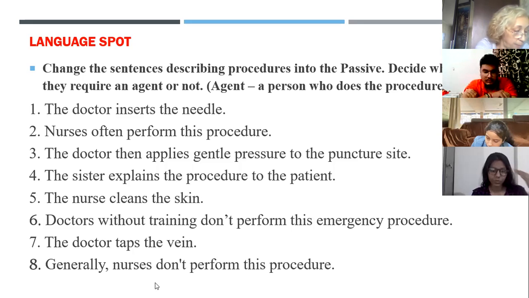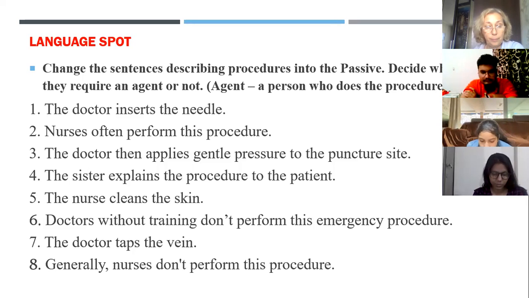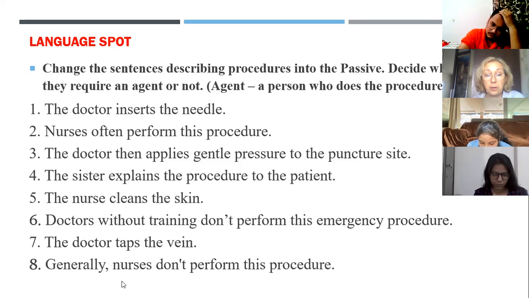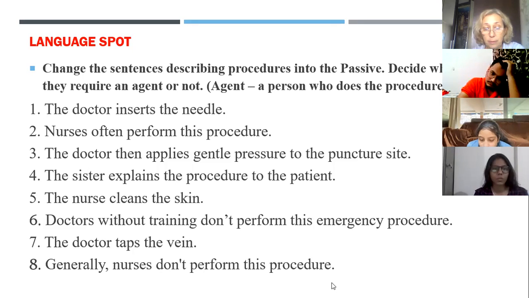Yes, ma'am. Generally nurses don't perform this procedure. Ma'am, this is a passive voice. Nurses are not performing a procedure. If we place this procedure at the beginning of the sentence, so we start: Generally, this procedure. Yes. Then we need to use "perform" in the passive voice.